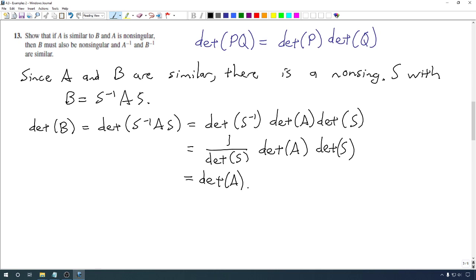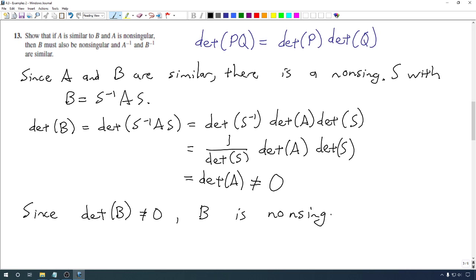So the determinant of B is equal to the determinant of A, and we also assume that A is non-singular. So the determinant of A is not 0. So the determinant of B is also not 0. So since the determinant of B is not 0, B is non-singular. That's the first part. It doesn't actually say anything about the inverses yet. So we still need to show that A inverse and B inverse are similar matrices.